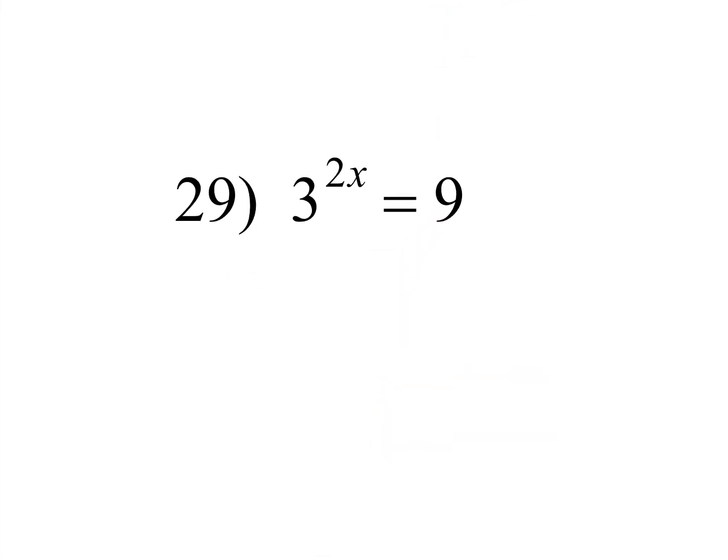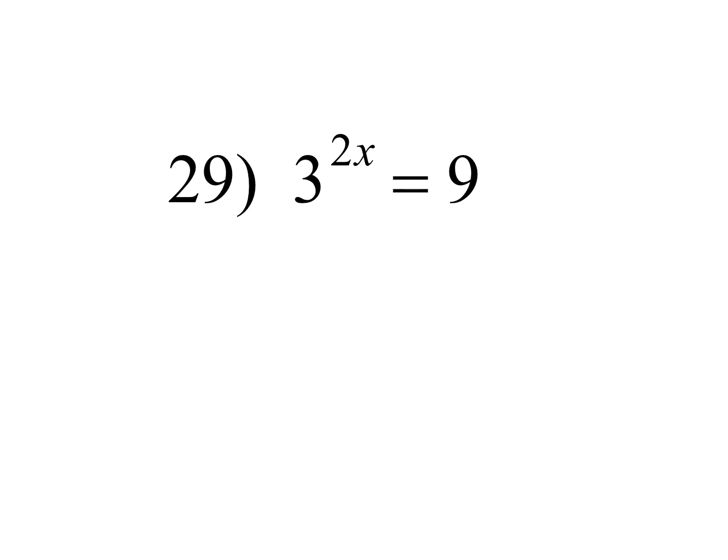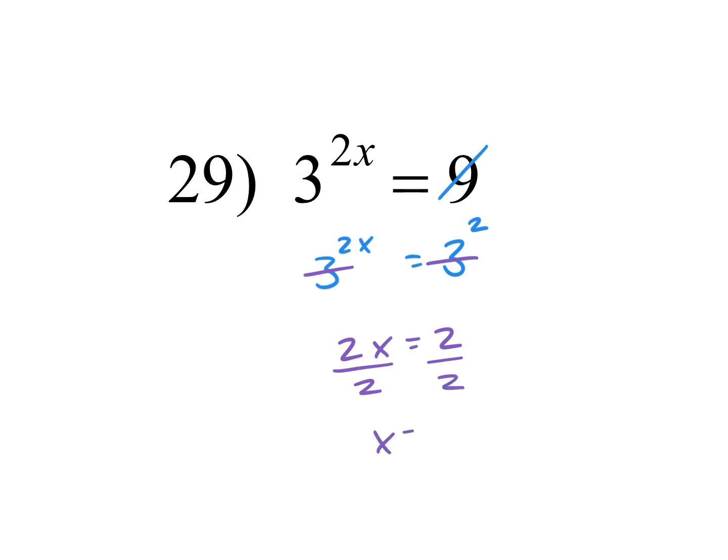So 29. How do I get 9 to have a common base of 3? 3 squared. I'll make 9 3 squared. And then once my bases are the same, what can I do? Cross them out. So I have 2x is equal to 2. Divide by 2. So what does x equal? 1. Awesome.